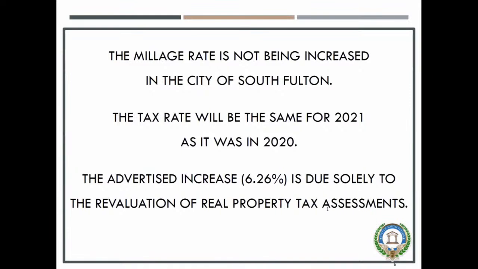Another way of looking at it is a home with $175,000 value in the 2021 digest is going to pay the same taxes as that same $175,000 home did in the 2020 digest. So let's look at an example. Next slide, please.